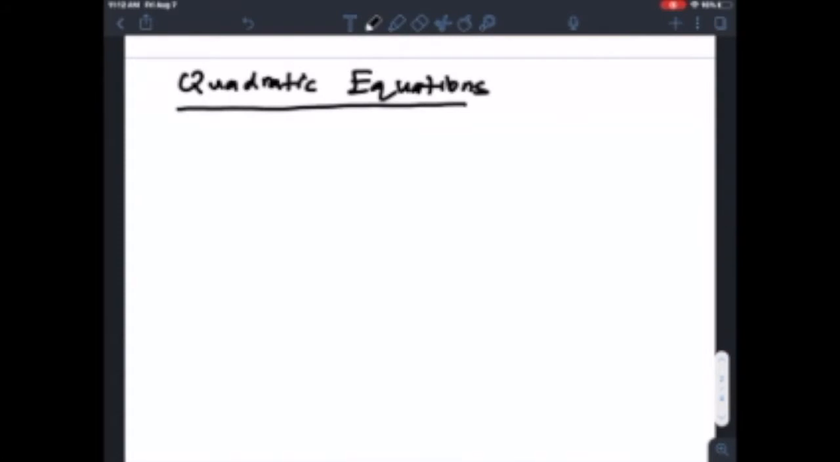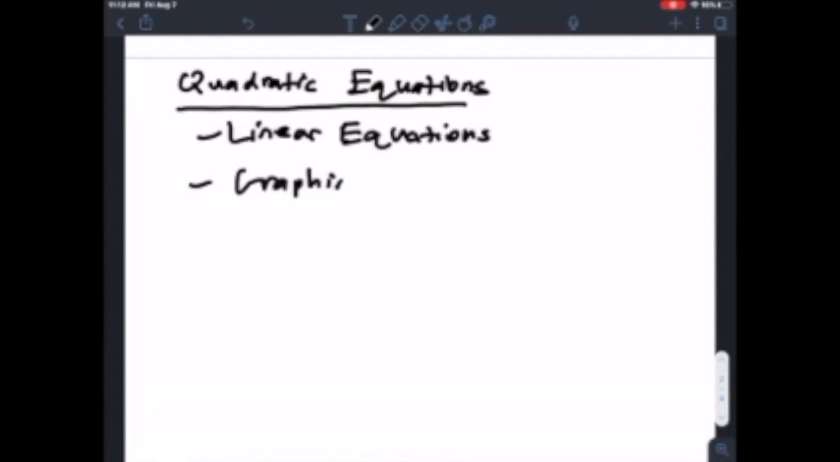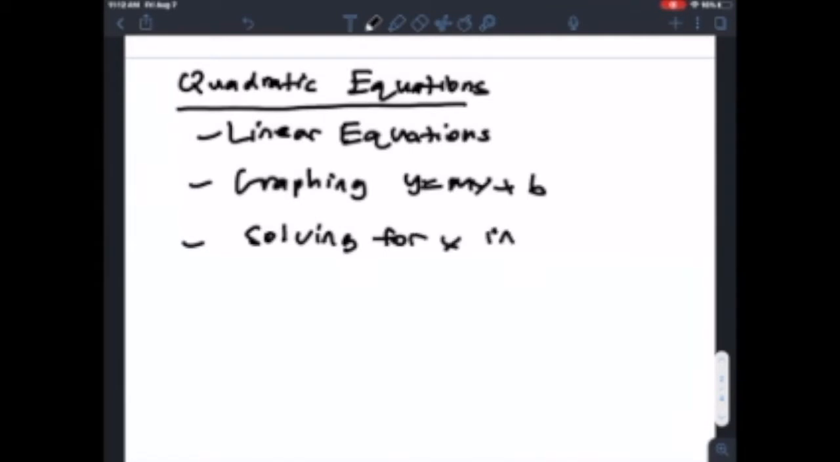So before we go too into the topic, I just want to make sure that if you haven't had the chance to cover these in school or you're just not at all familiar with quadratic equations, make sure you know the following first. Linear equations. Graphing. Y equals mx plus b. Solving for x in linear equations. And what a polynomial is.